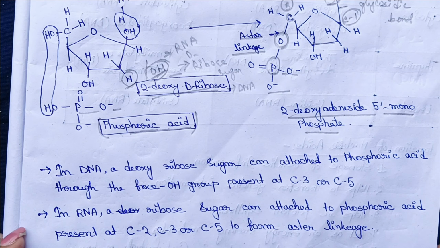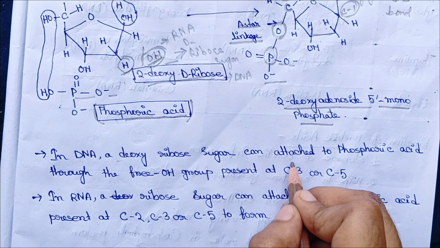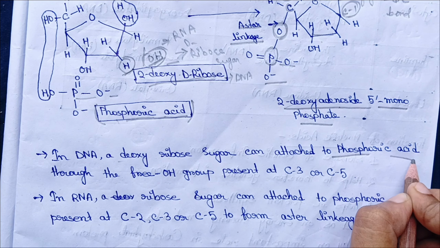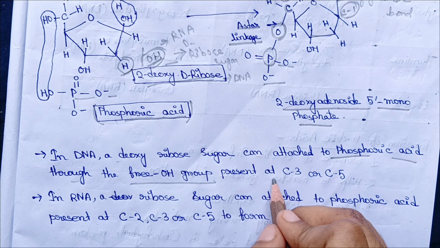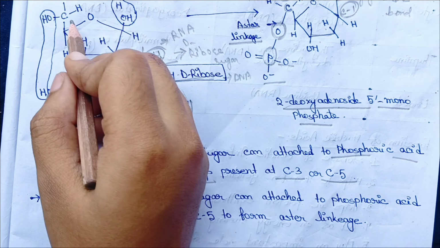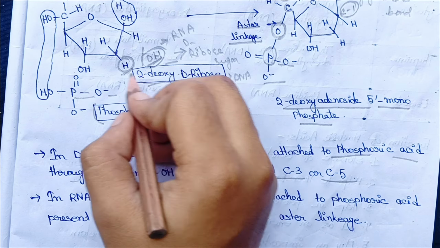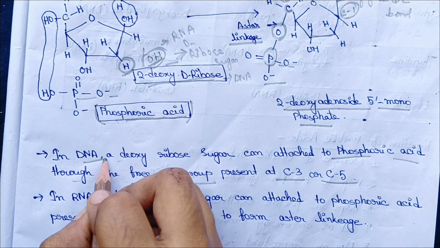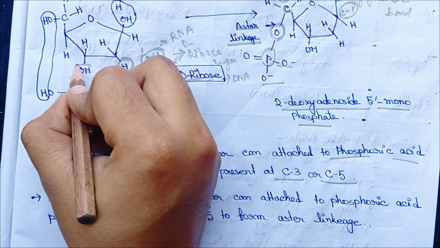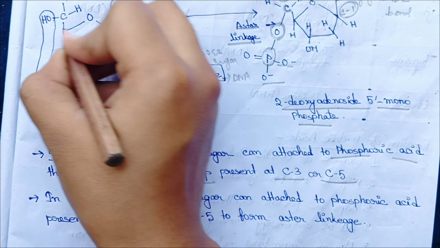So in DNA, a deoxyribose sugar can attach to a phosphoric acid at a free OH group present at C3 and C5. You can see this is a sugar molecule and H groups. It is a DNA sugar molecule. So there is a free OH group. This is 1, 2, 3, 4, 5.